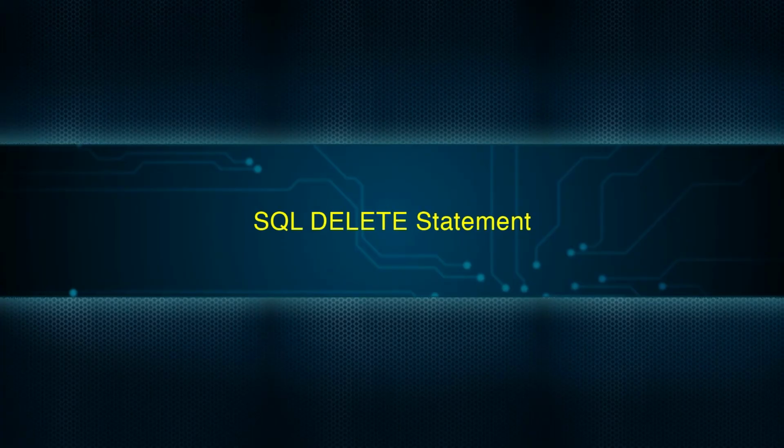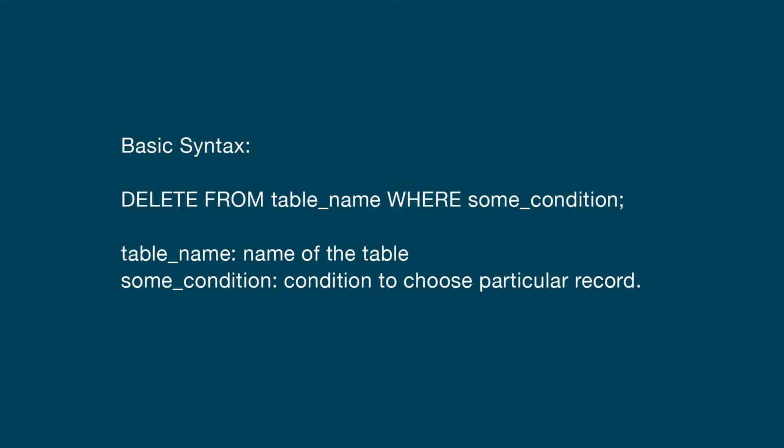SQL DELETE statement. The DELETE statement in SQL is used to delete existing records from a table. We can delete a single record or multiple records depending on the condition we specify in the WHERE clause. Basic syntax is DELETE FROM table name WHERE some condition. Table name is the name of the table, and some condition is the condition to choose a particular record. If we omit the WHERE clause, then all of the records will be deleted and the table will be empty.